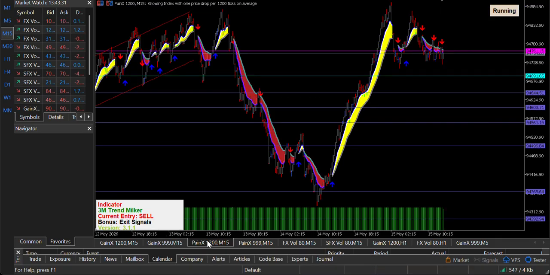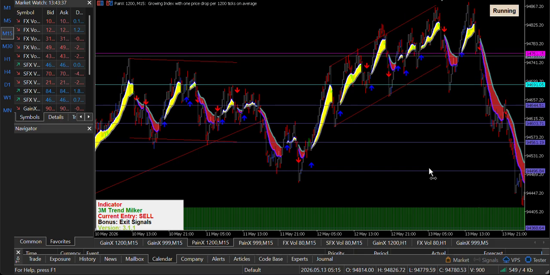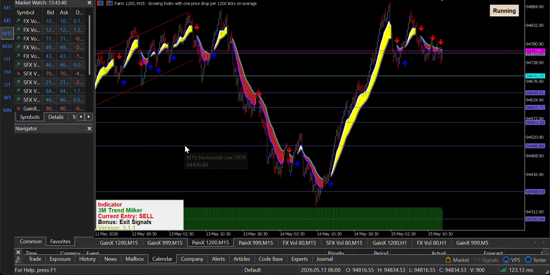Then the next asset is going to be Paynex 1200. This is Paynex 1200. Let me quickly share something with you here. This actually got to the resistance zone and sold till it got to this support region, and right from there it switched into an uptrend again, gave us a buy signal. You can see a single buy signal from here actually got us to this region, okay?